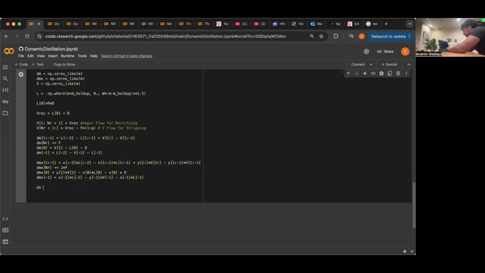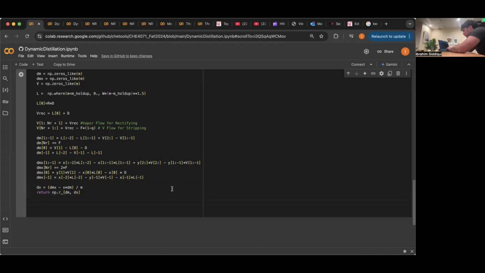So dx is going to be correlated to our dm and dx. So it's going to be our dmx minus our x times our dm, and then this is going to be divided by n. So we can go ahead and return this value, as it says here, and return np.r_ for dm and dx. Okay, cool. All right, so we can move on to our next part of code.